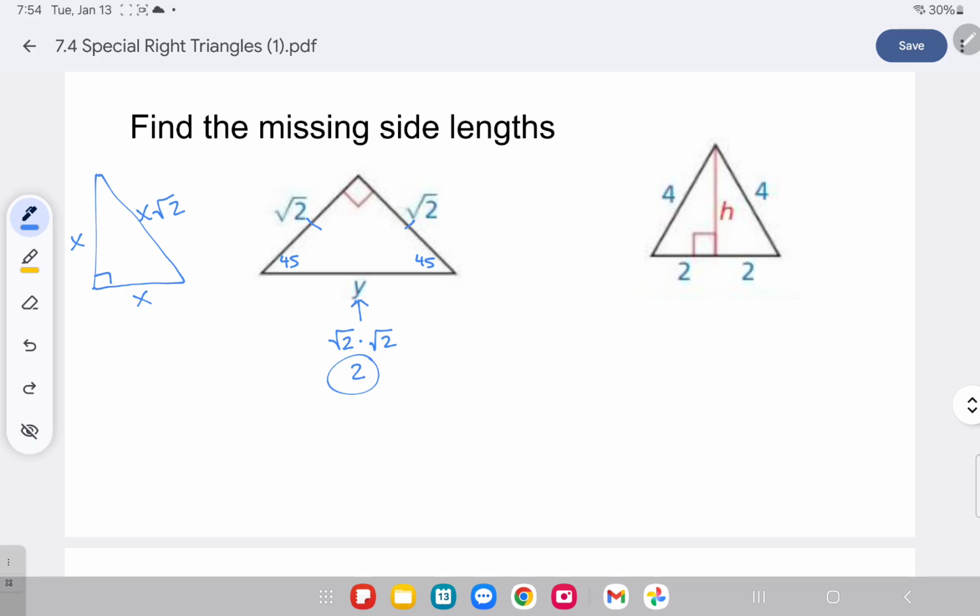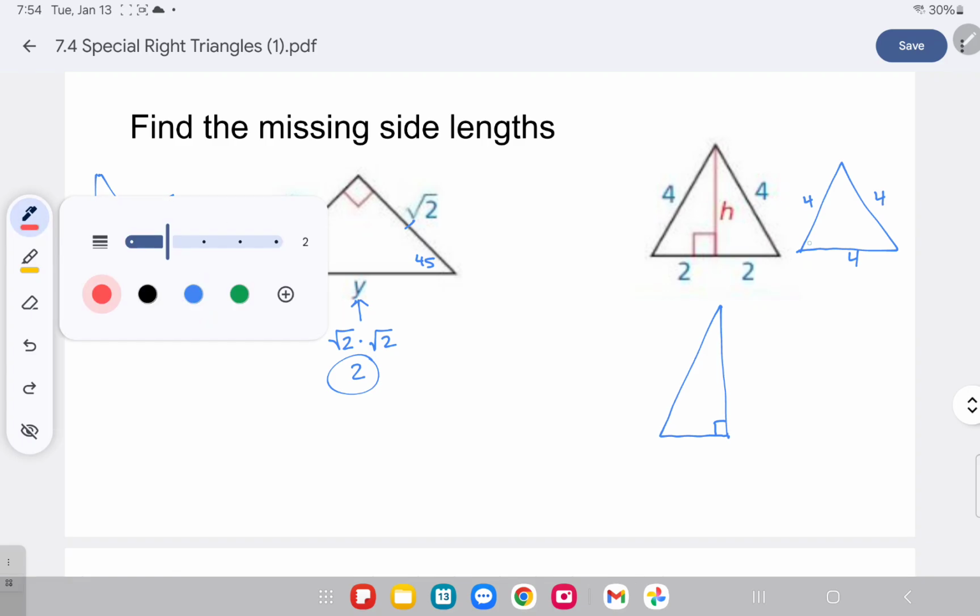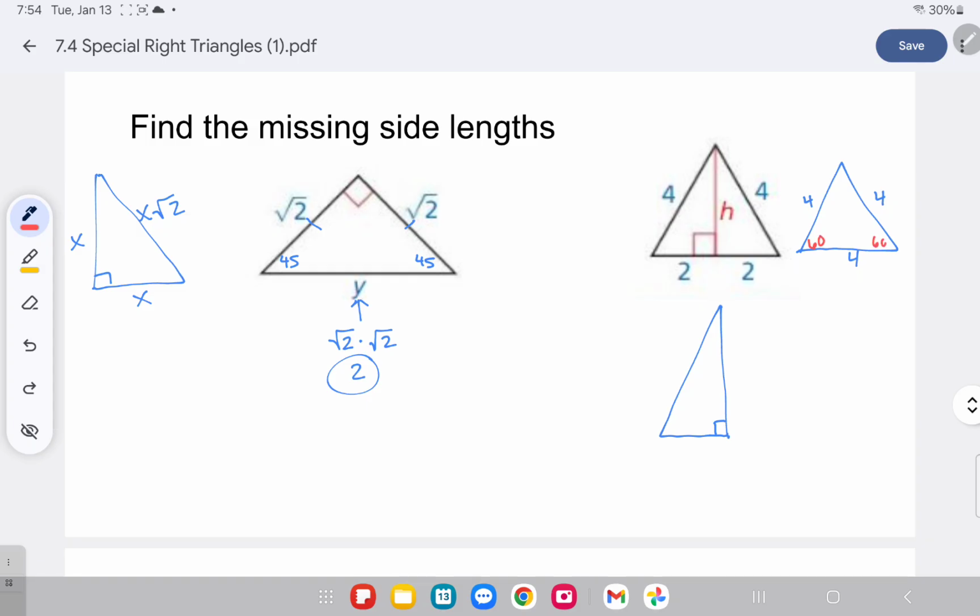In the next picture, it looks like we're kind of starting with an equilateral triangle. I mean, it is an equilateral triangle, 4, 4, and 4. But we put that height in there. And so what that height is doing is creating a right triangle. Because in an equilateral triangle, all of these were 60 degrees, this is 60 degrees, which means this is 30 degrees. This is a 30, 60, 90.